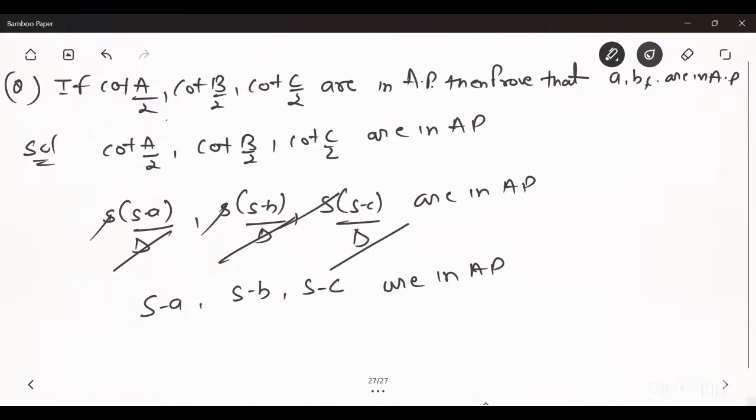Now, we know that if we subtract the same thing from terms in AP, the result will also be in AP. So if I subtract s from all terms, minus a, minus b, minus c are in AP. And we also know that if we multiply, add, divide or subtract a constant from an AP, the result will remain in AP. So if I multiply with minus 1, then a, b, c are also in AP. So this is the proof of that question.